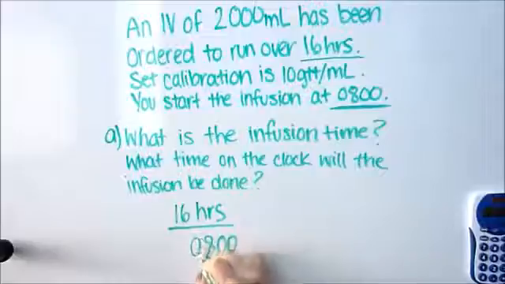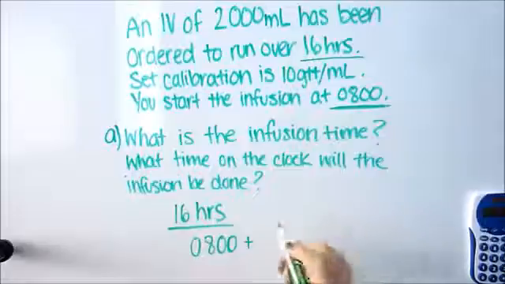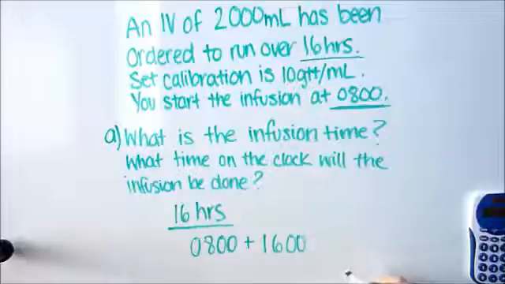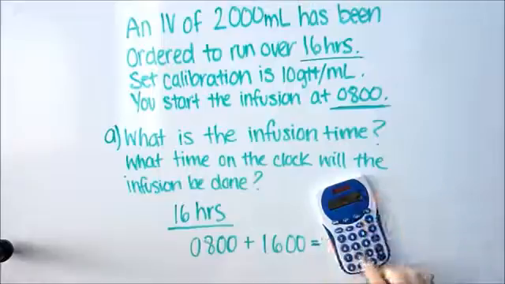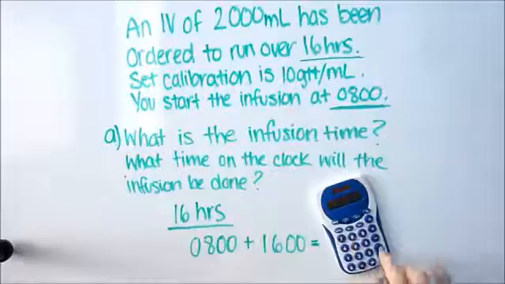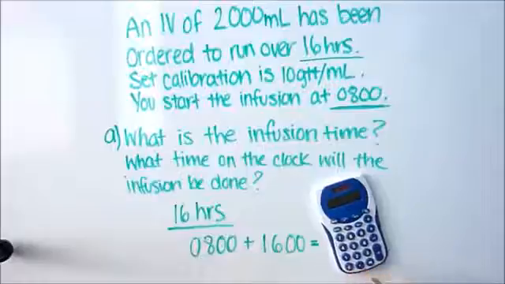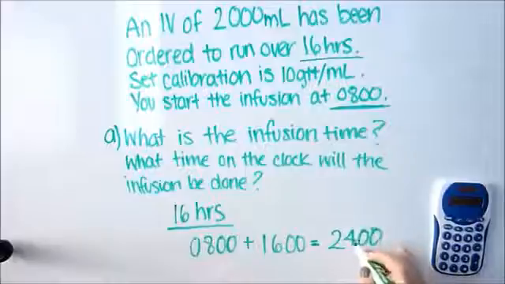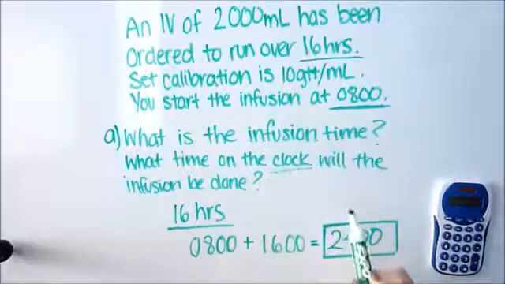So we're going to take 0800. This is a way easier way to just calculate all of it out. So we're going to take 0800 plus 1600, just like that. And we're going to put that on our calculator. So 1600 plus 800. Whoopsies. Equals 2400. And that is midnight. So that is the time on the clock that the infusion will be done.